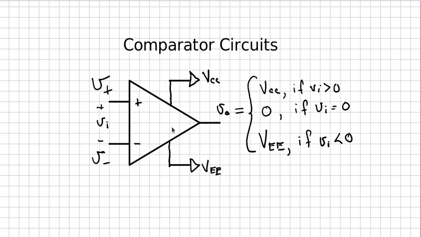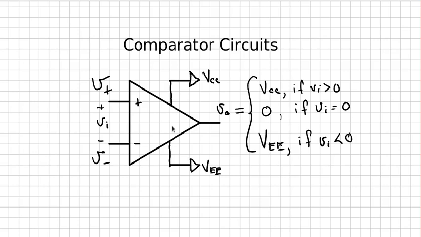Here we have an op-amp circuit that does that for us. It's powered by a high voltage VCC and a low voltage VEE. When VI is positive, the output's VCC, and when it's negative, it's VEE.